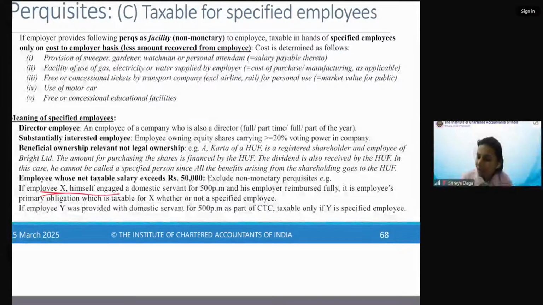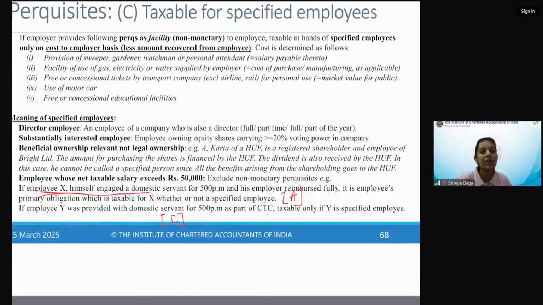अच्छा, ये जो हमने ऊपर में किया था ना डोमेस्टिक सर्वेंट का एग्जांपल, वो नीचे में भी लिखा है कि अगर X hires a domestic servant and employer reimburses, then it is employee's obligation and therefore taxable for all. It is category A, taxable for all. But if employee is provided with a domestic servant as part of CTC, then it is list of C, matlab taxable only for specified employees.